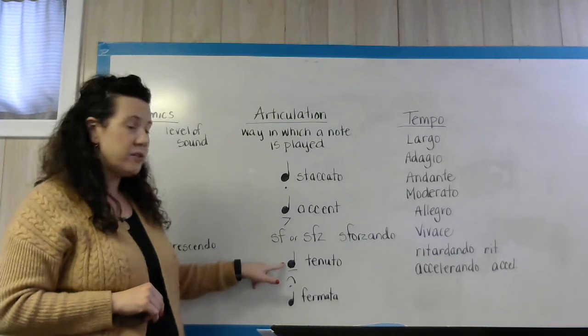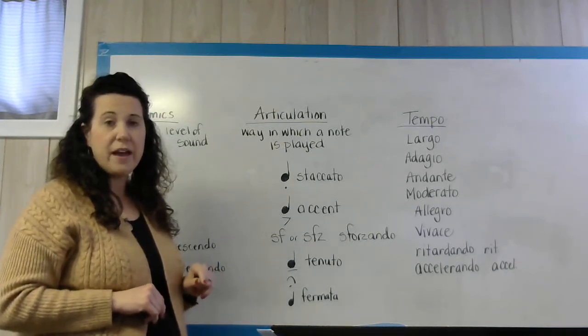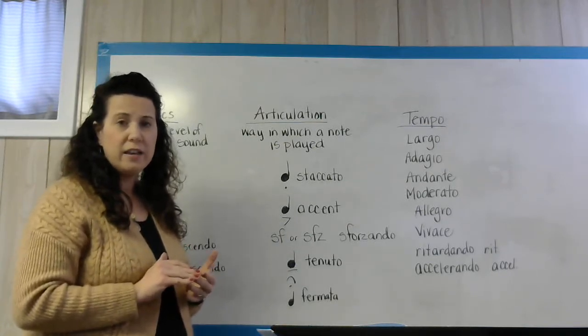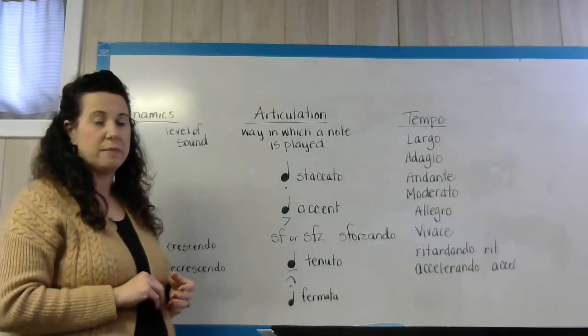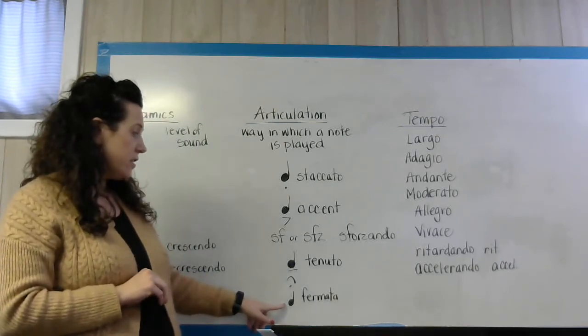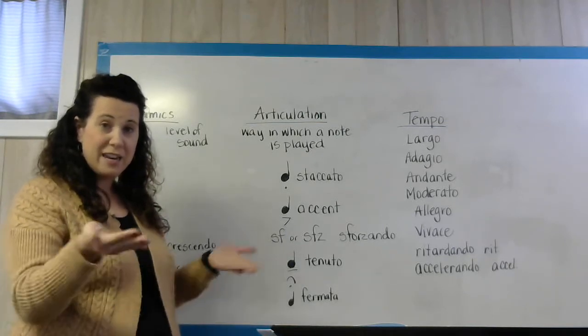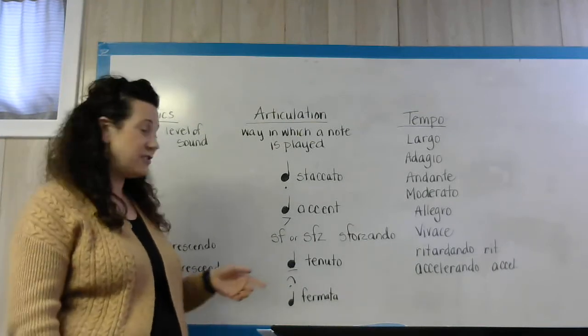So this tenuto note here has a little line underneath of it, and that means you're going to hold the note a little bit extra. It's another way to give that note some emphasis and make it stand out compared to others. Here's a note that is to be held. Remember, we call that the bird's eye or the fermata. And if the conductor was holding your note, you would wait for the conductor to end your note there with the fermata.